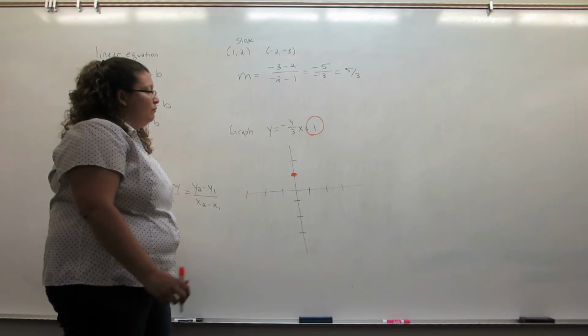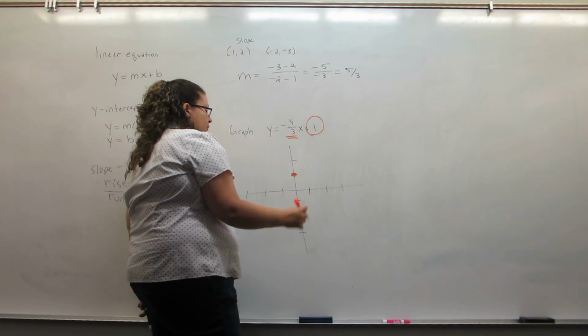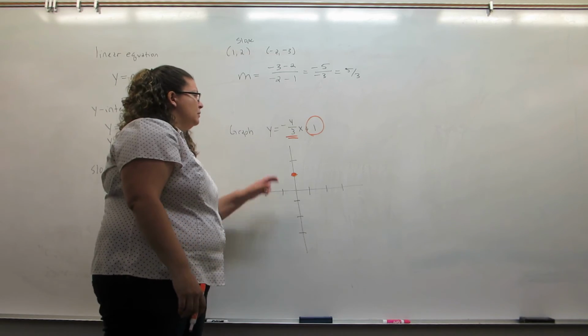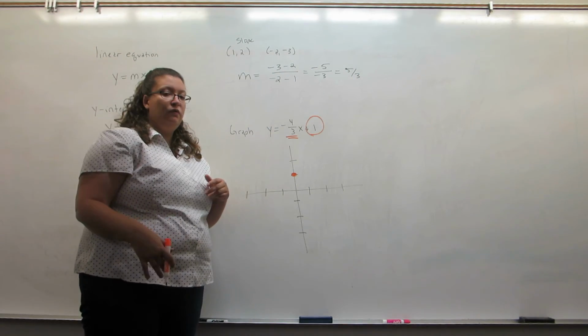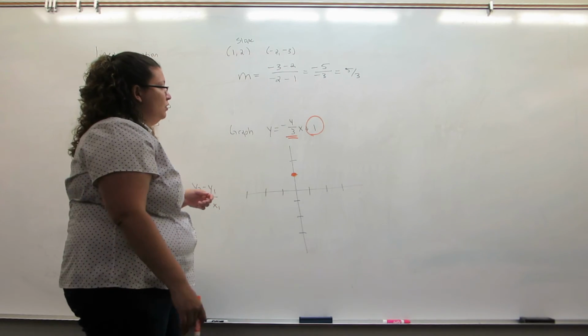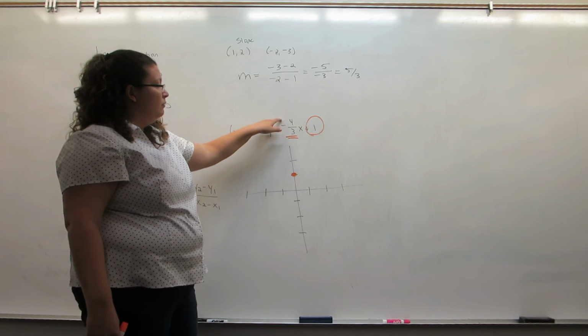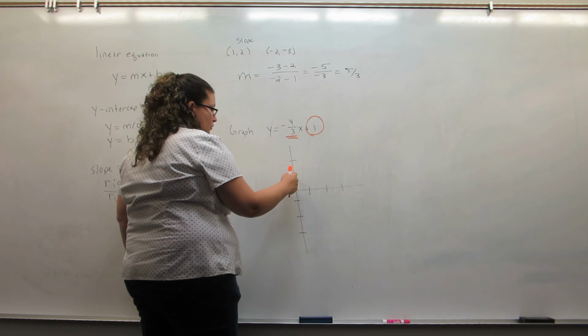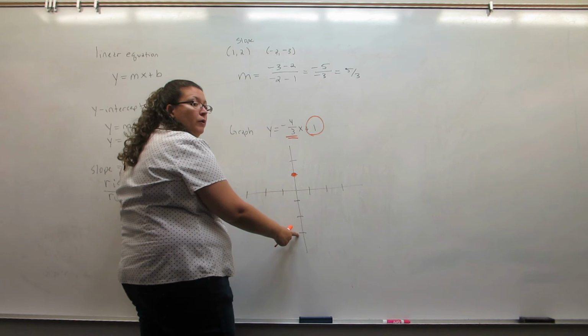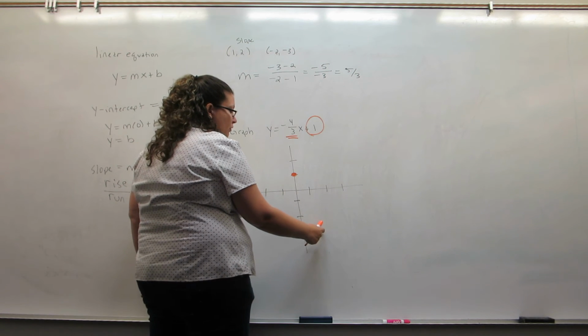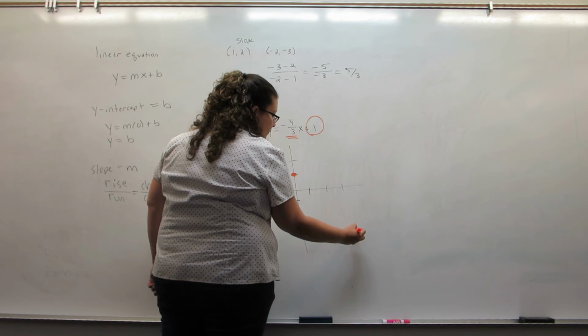To find the second point, we're going to use the slope. This slope is minus 4/3, which we can think of as minus 4 divided by 3. So since this is rise over run, minus 4 means I'm going to start at the y-intercept and go down 4 and then go right 3.